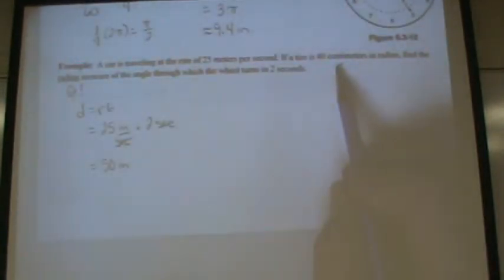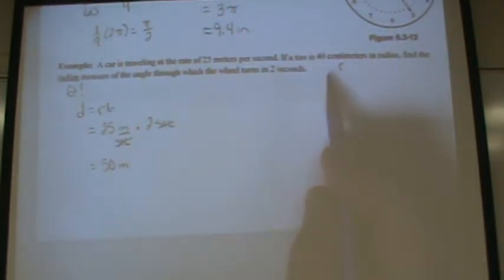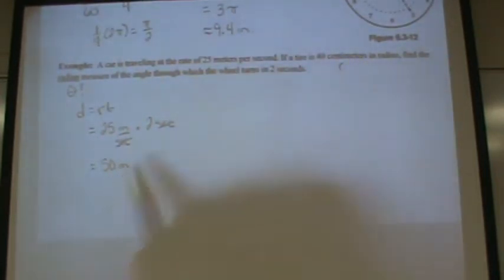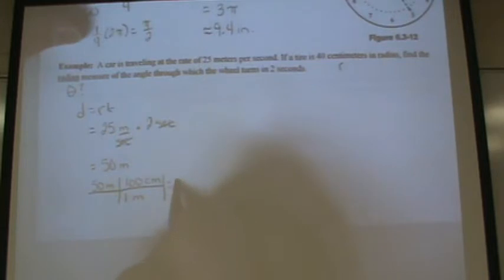Now, our R is in centimeters, and our L, or our D in this case, whichever you want to classify it as, is in meters. So we should probably get those into the same measure. We're going to convert this 50 meters to centimeters. For every 1 meter, there's 100 centimeters. So you get that you have 5,000 centimeters.